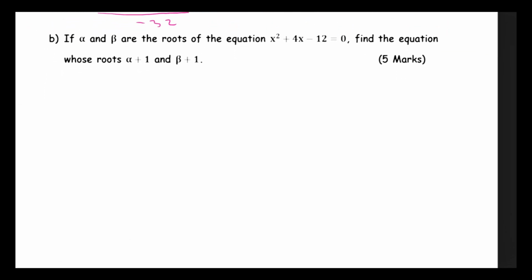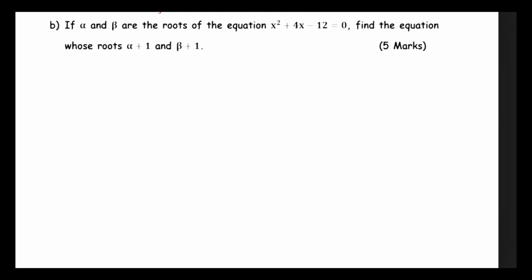And the next question requires us to, we have, if alpha and beta are the roots of the equation x squared plus 4x minus 12 is equal to 0, find the equation whose roots are alpha plus 1 and beta plus 1. So for us to be able to obtain the equation of this other function, we are going to need the values of alpha and beta.